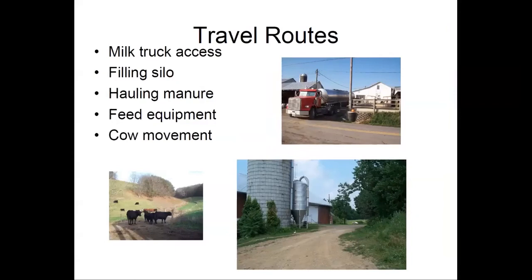Travel routes. How does the milk truck get in there? This can affect how you site your practices. How do they fill their silos? How do they haul their manure? How do they get their feed equipment in there? How do they move their critters? Do they take their golf cart out and move their critters down the laneway, or do they run after them, or do they just open the gate and the cows go where they will? All of these travel routes need to be taken into account when you're looking at how you're siting your practices.